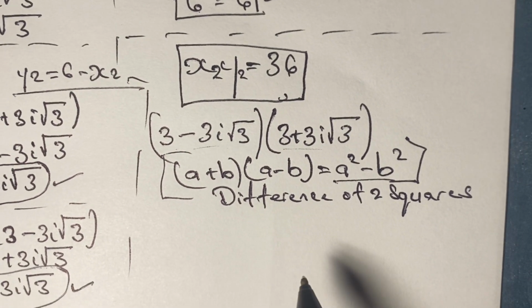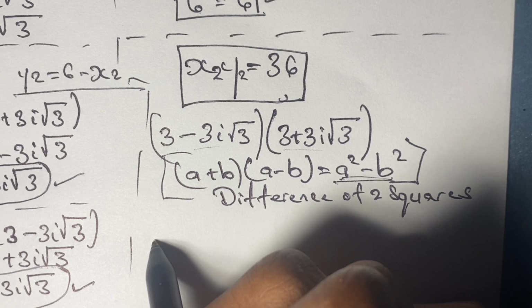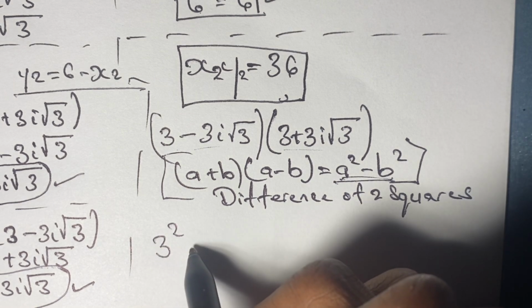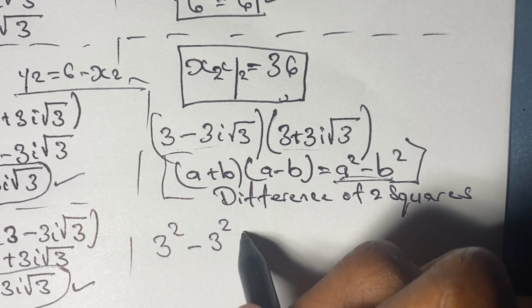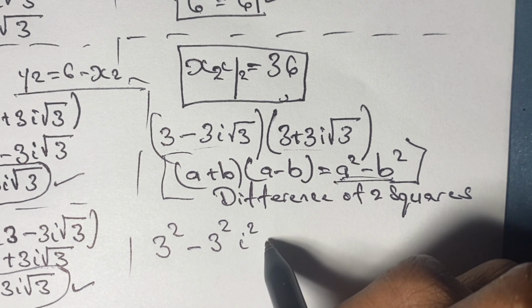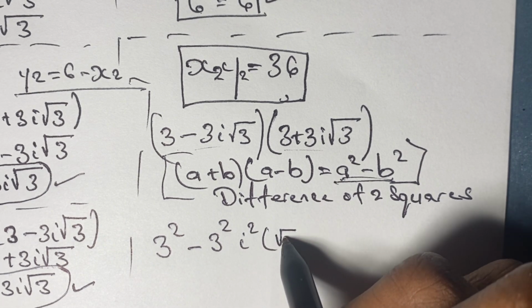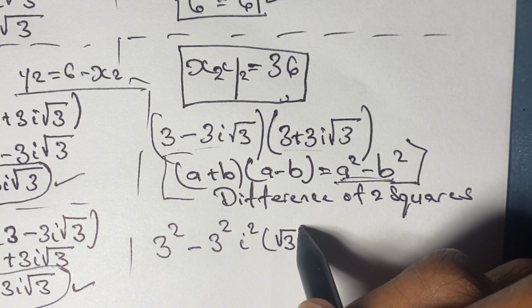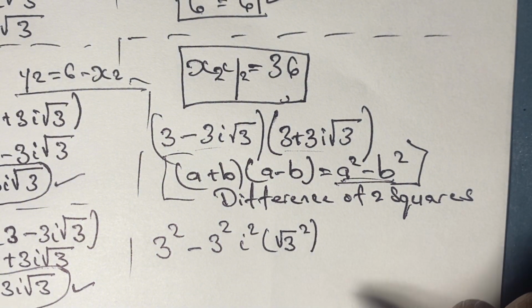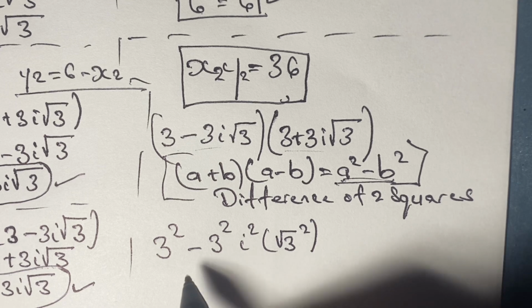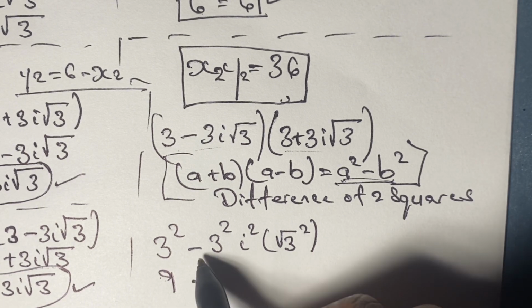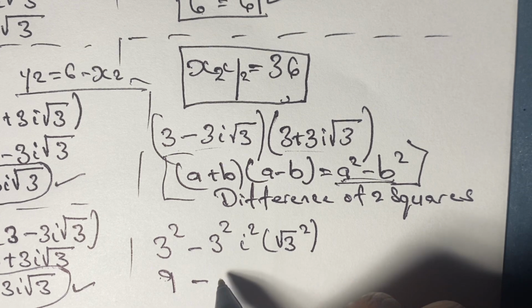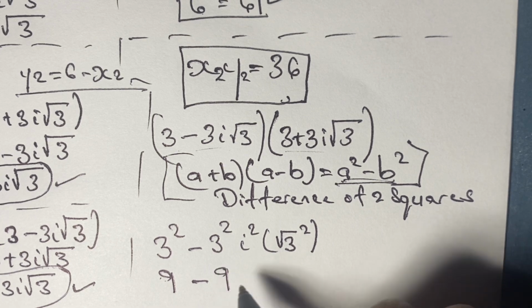Now seeing here that our solution sets represent the difference of two squares, we're just going to write our equation having this in mind. So we'd have 3 squared minus 3 squared times i squared times the square root of 3 squared. So we're just going to square all of these that are here. So 3 squared is going to give us 9, minus 3 squared here again is going to give us 9. And then we have i squared.